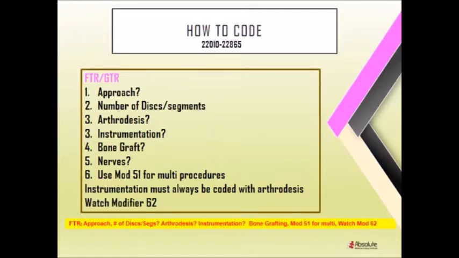And watch modifier 62. A lot of times these procedures have 2 surgeons, but they aren't co-surgeons. Co-surgeons means they're operating in the same capacity. They have to be doing the same exact thing and use the same exact code. So if one surgeon is harvesting bone graft and the other is performing the discectomy, then they're not co-surgeons.